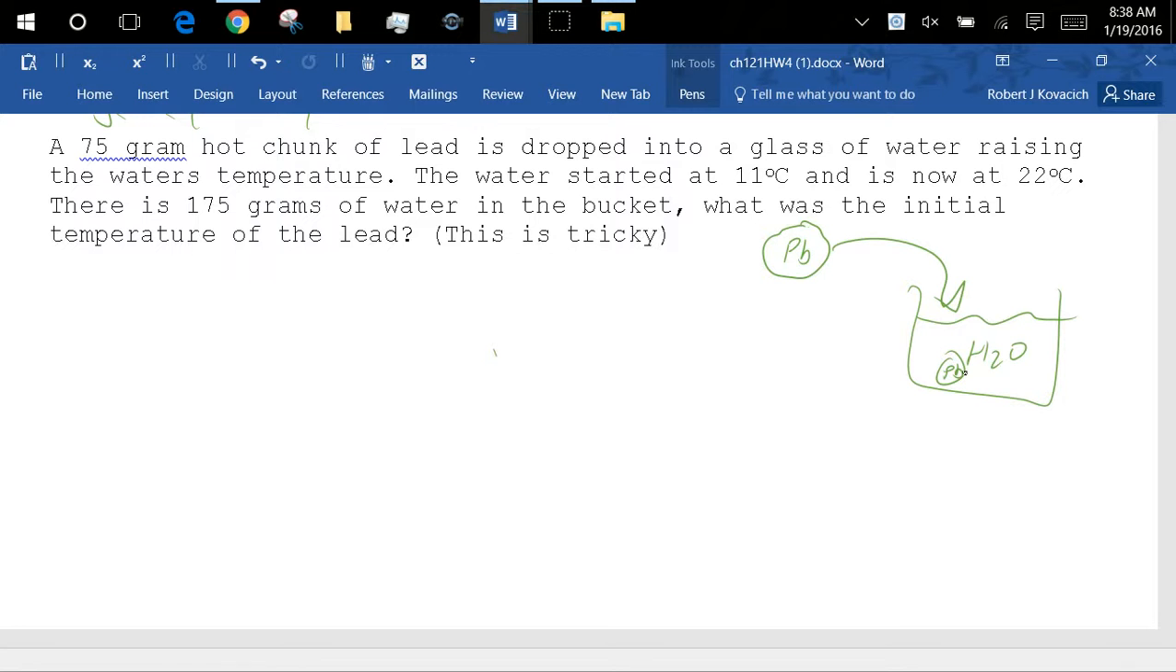What do we got here? Start. The water started at, it's now at 22. So what I know for this problem is that the lead is 75 grams and the water is 175 grams. And the water was at 11 degrees Celsius and now it's at 22 degrees Celsius. Do I know anything else knowing that information? It heated 11 degrees. Okay, so it's changed in temp. The water's change in temp is 11 degrees.